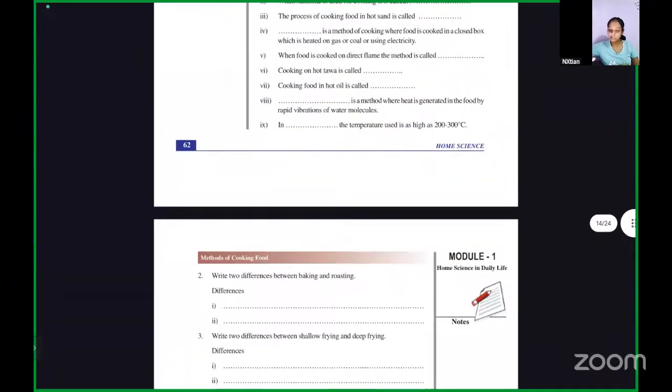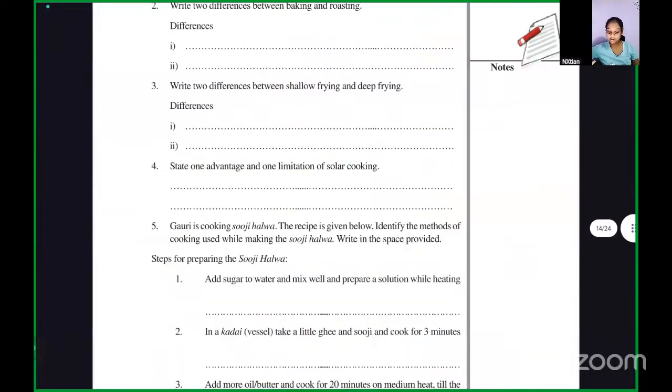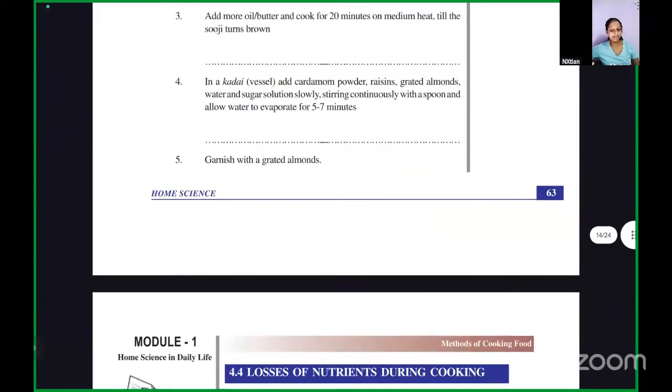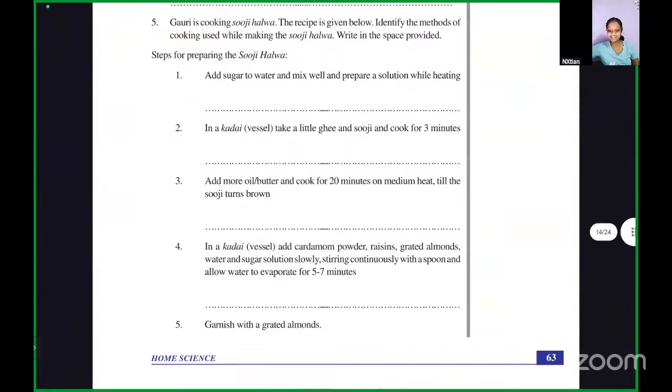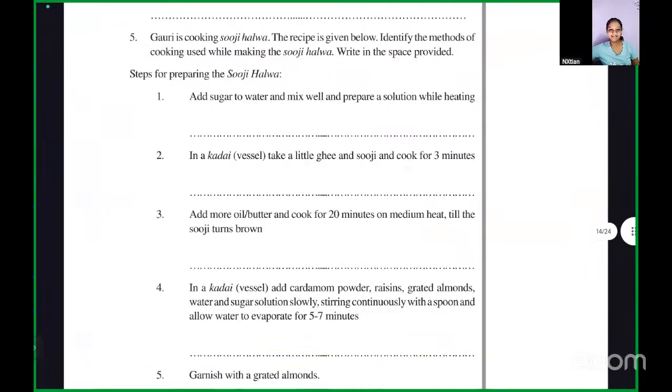So we did some questions yesterday. We saw what is a halwa. Did you do this homework on page 63? Preparing a halwa? I wasn't able to do it with my mom. Okay, no problem. You can do it later.